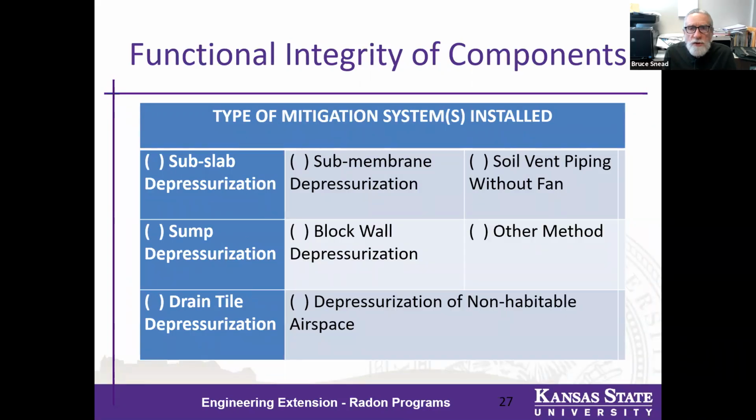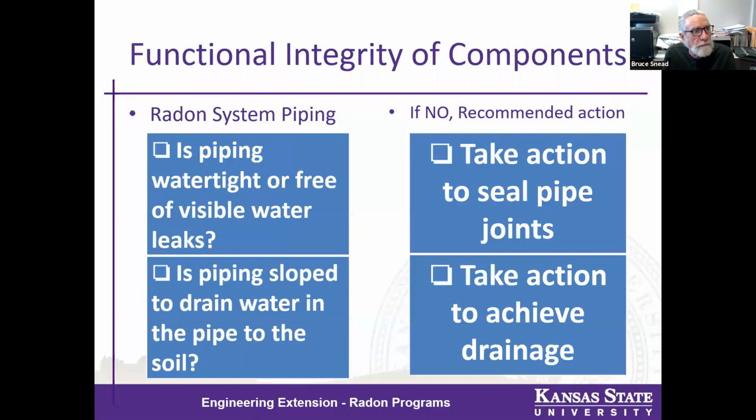Then we move into the functional integrity of components. And you can see different versions of mitigation there on the left-hand side, and what type of system is installed. This is simply a list to check: what is the kind of system? Is it subslab, block wall, or some other method involved? It identifies what system is there.